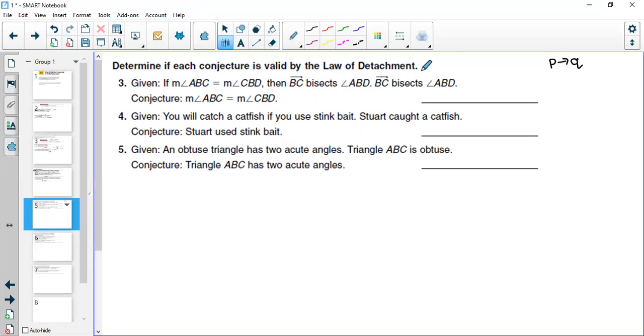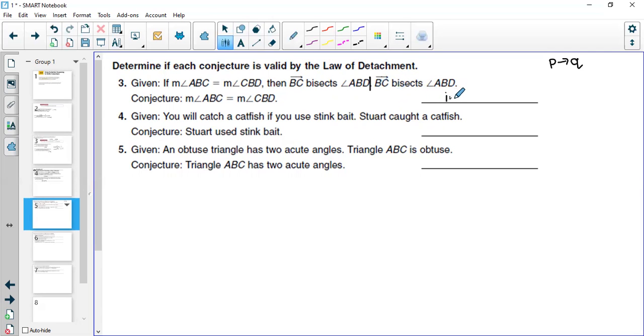Now the other statement is BC bisects ABD. Okay, so this is just a given statement. Your real question starts from here. BC bisects ABD. So the conjecture. So we have to see whether this is valid. So do you think if BC is bisecting angle ABD, that means the measure of angle ABC is equal to angle CBD? Do you think this is a valid statement?